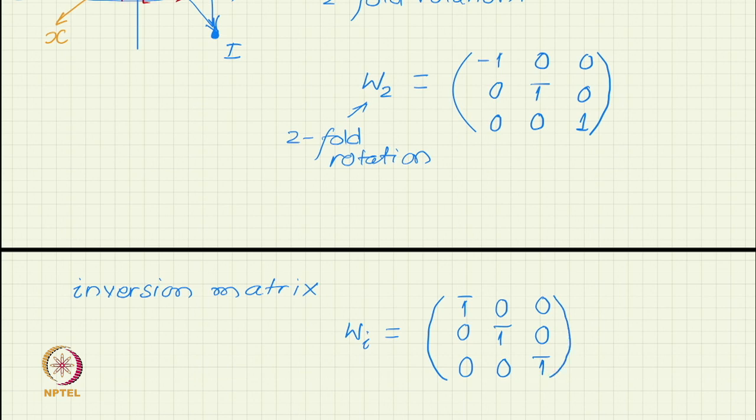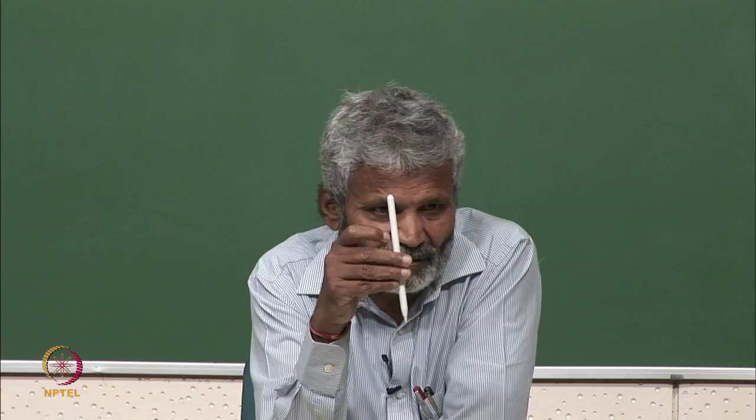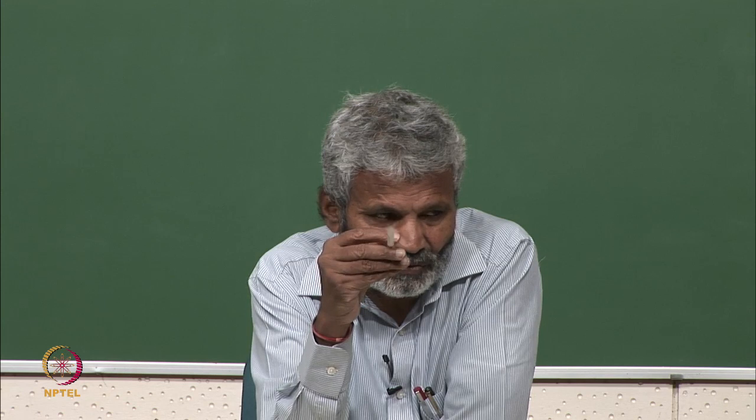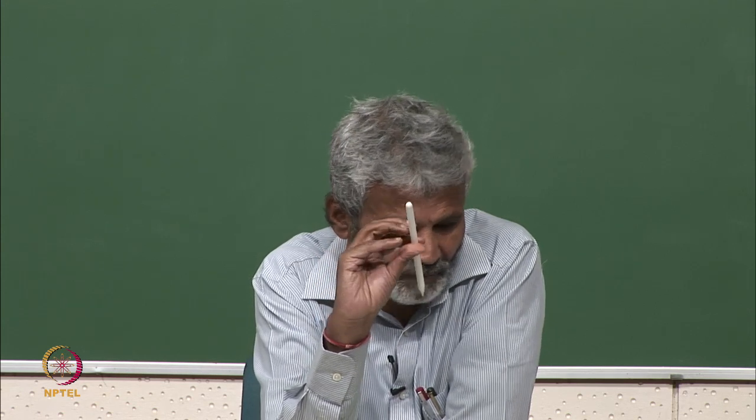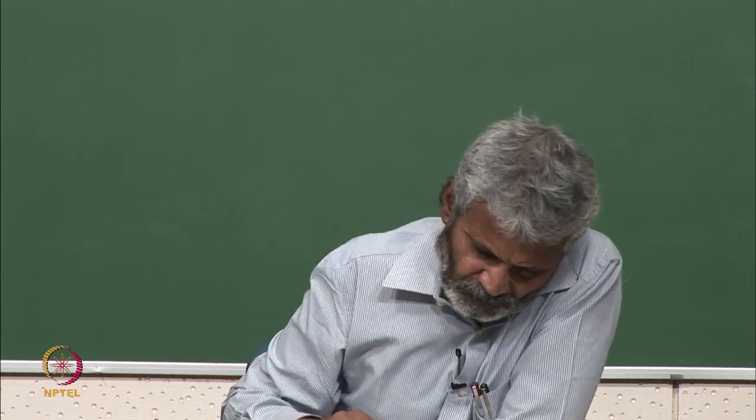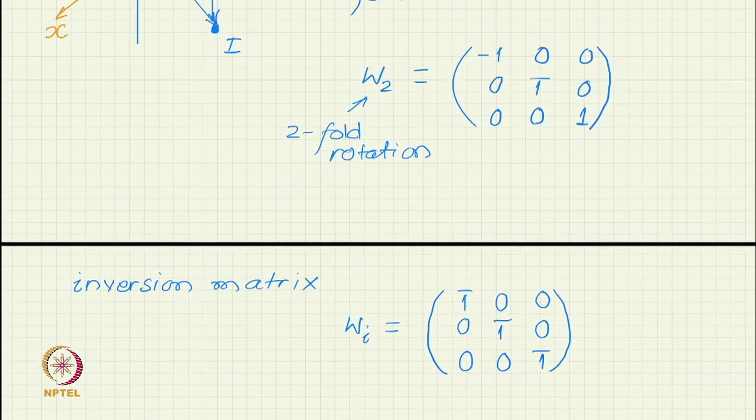So you can see there is a slight difference between the two-fold rotation and the inversion. The first two columns are the same. The third column differs: in the two-fold rotation, the axis was unchanged, so it remained 001, but in inversion the z-axis also goes to minus z-axis. So 001 becomes 00 minus 1. So that is the inversion matrix.